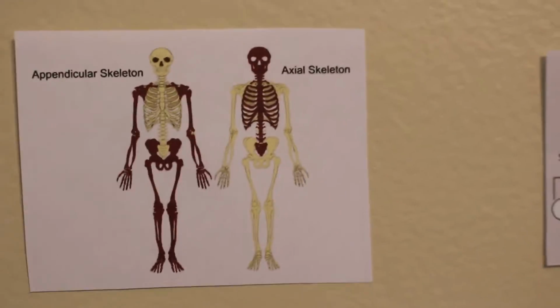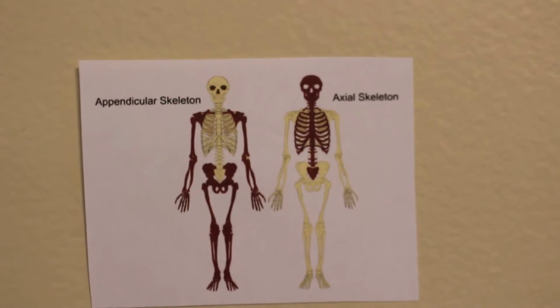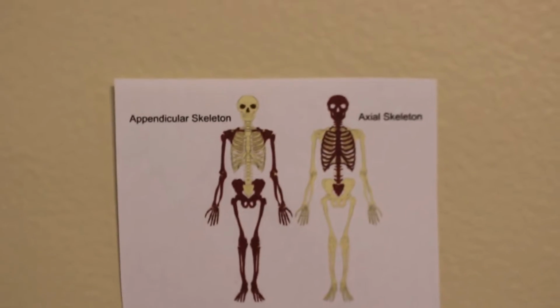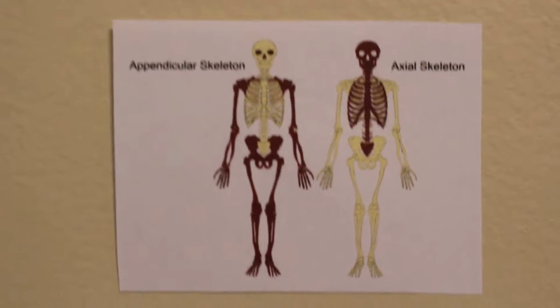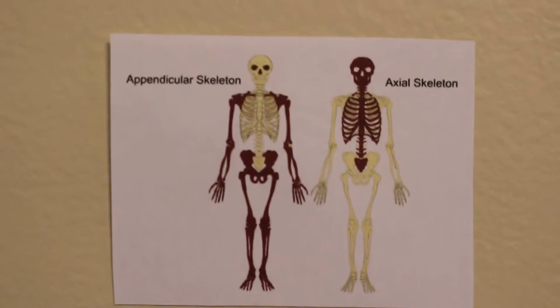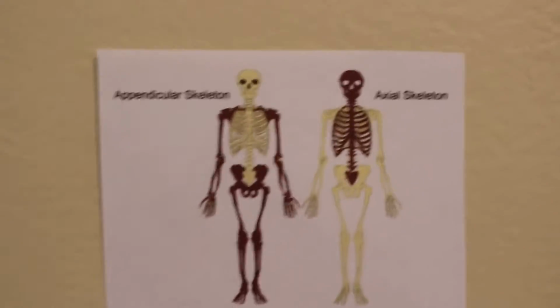So onto the appendicular skeleton, which is this side. The appendicular has the girdles and limbs, so arms and legs, and then the pelvic and pectoral girdle. So the pelvic girdle is only endochondral bone, and that is bone articulations.